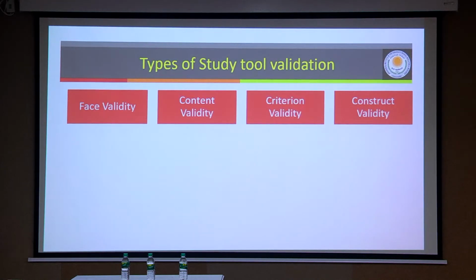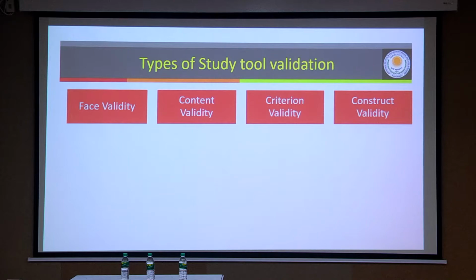Next, there are other types of validity also, like face validity, content validity, criterion validity, and construct validity. I'll briefly run through this. Face validity is, let's say you have prepared a questionnaire. It consists of some 20 questions. You want to give it to all the participants here to find out how the program was.